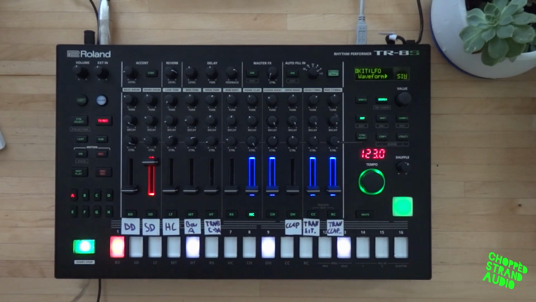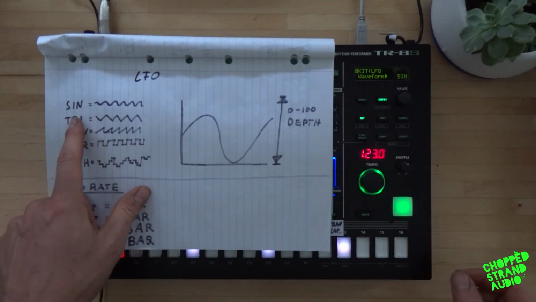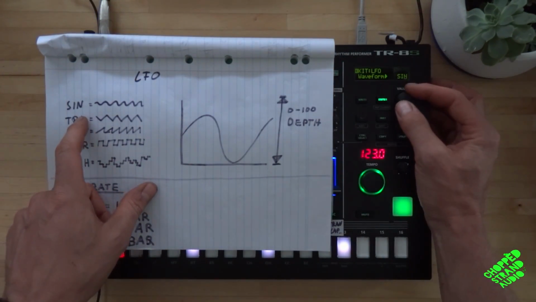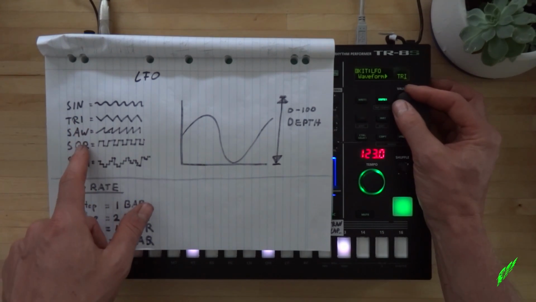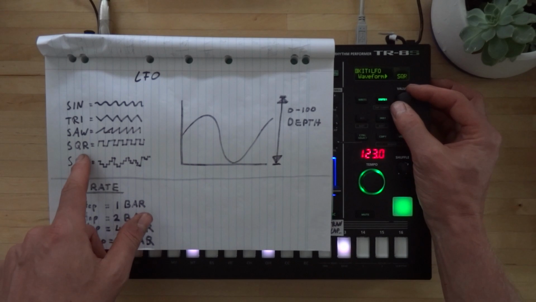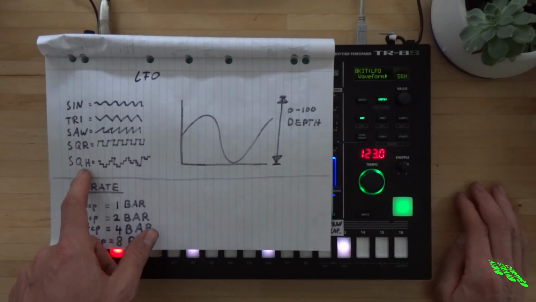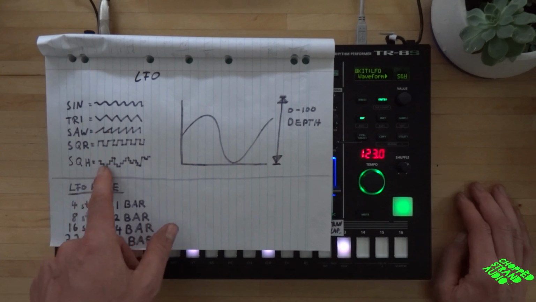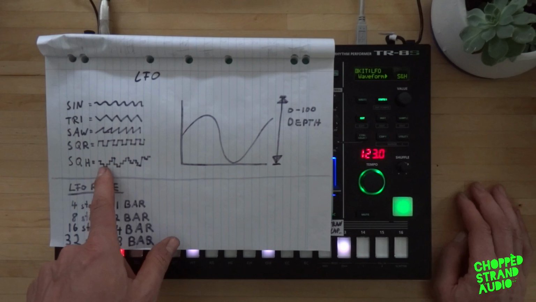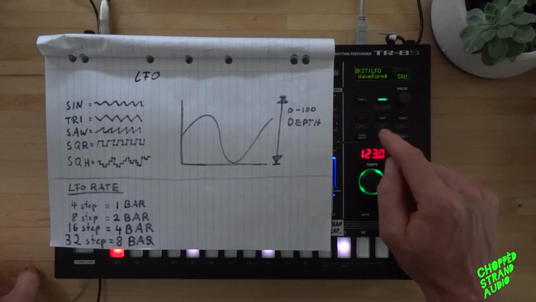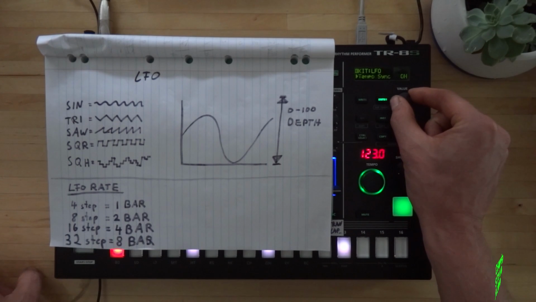So I made a little drawing here. And you see we have the waveforms sin, sinus wave, triangle, saw, square and S and H. I think it means sample and hold, and it is a kind of random waveform. Then let's say we choose sample and hold, enter, scroll down.